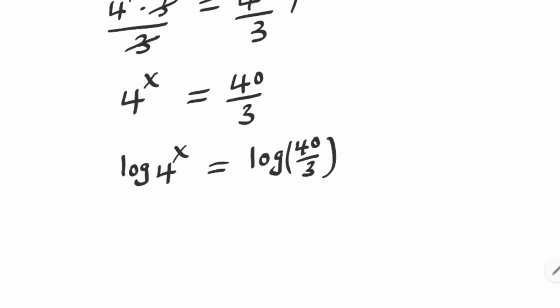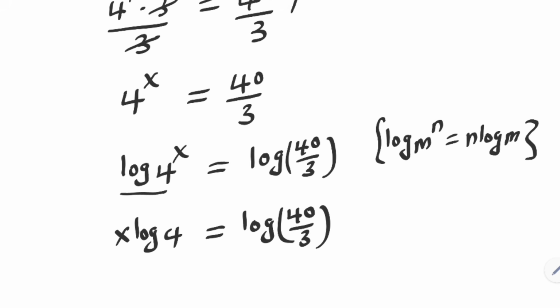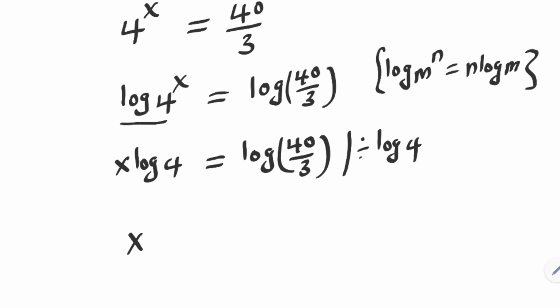Take note of this, that if you have log m raised to power n, this is equal to n log m. Then this can be written as x log 4 is equal to log 40 over 3. Now let us divide the whole of this equation by log 4. x is equal to log 40 over 3 divided by log 4.